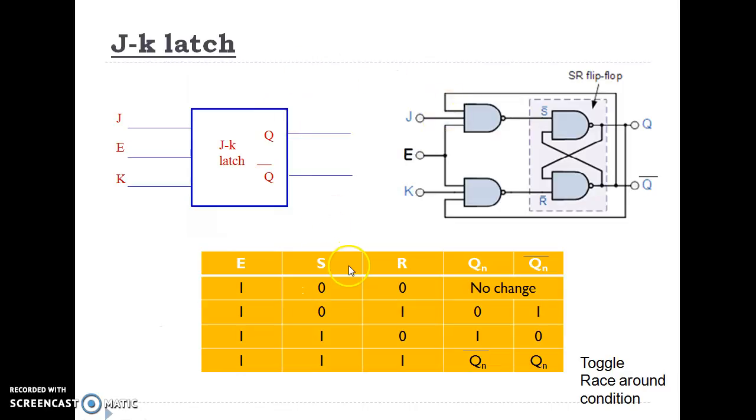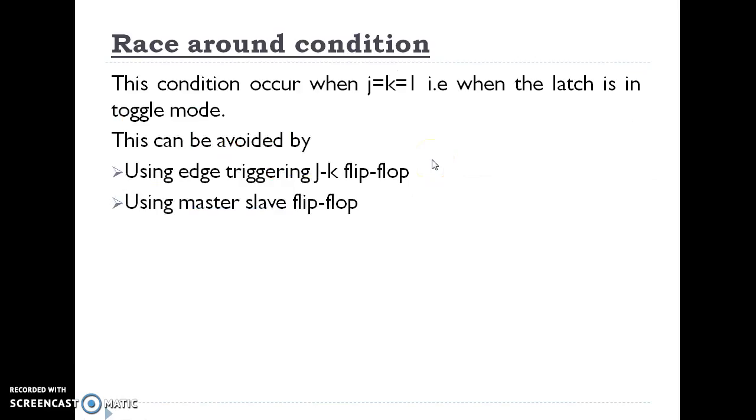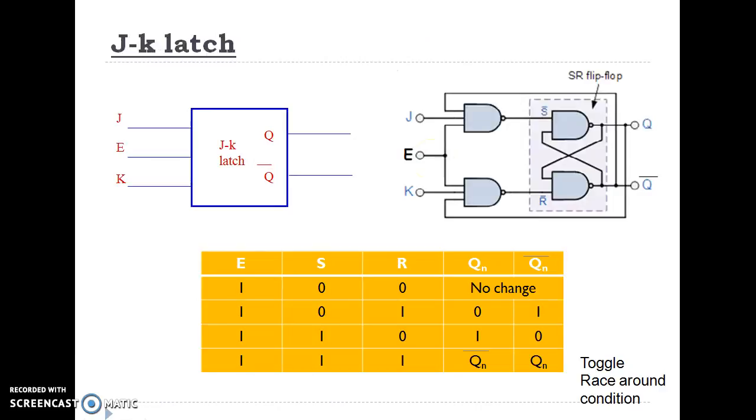Next we will see what a JK flip-flop is. So here in a JK latch, instead of a clock we will be giving an enable signal, and when it comes to a flip-flop we will be giving a train of pulses called the clock signal.